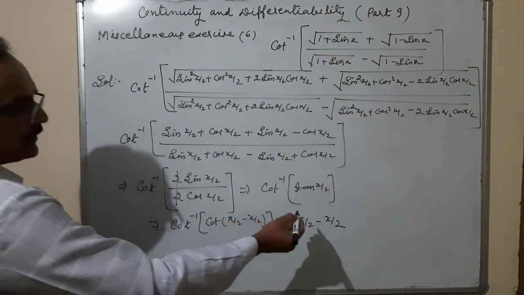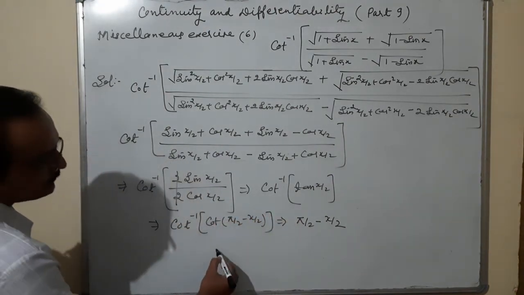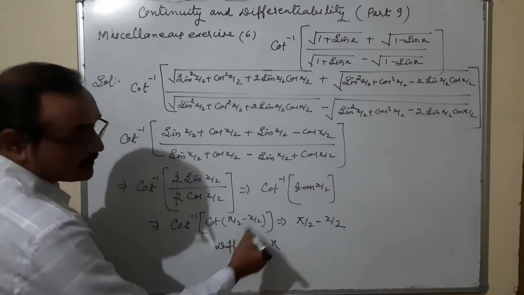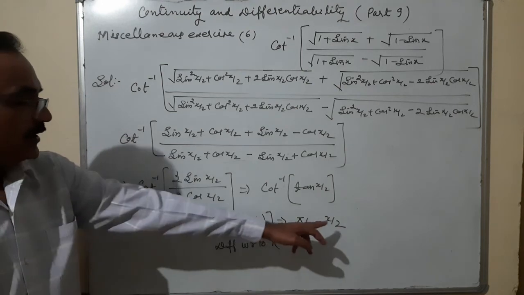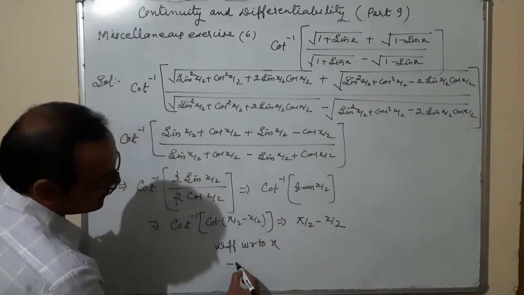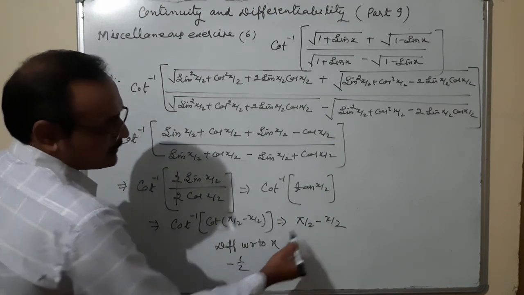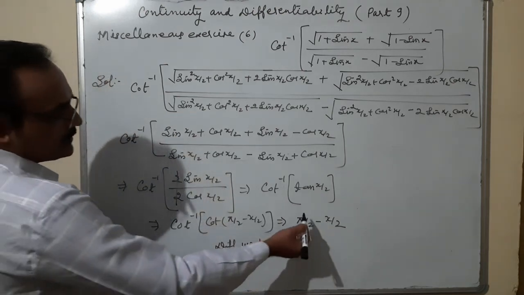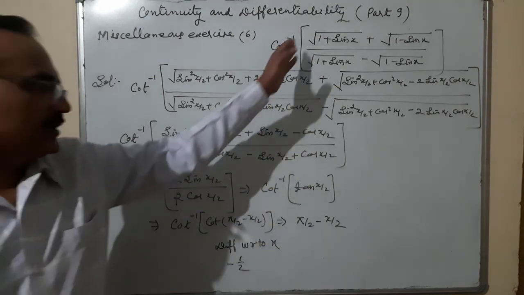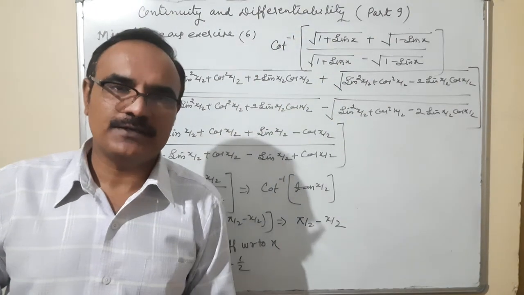Okay. So when we are going to differentiate this term, the differentiation will start from now. Differentiating with respect to x, the differentiation of pi by 2 is 0, minus 1 by 2, and the differentiation of x is 1. So when I differentiate with respect to x, the answer is minus 1 by 2.